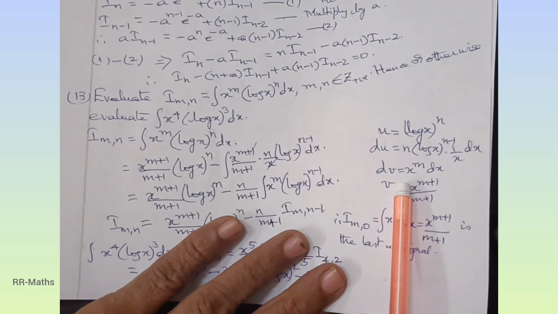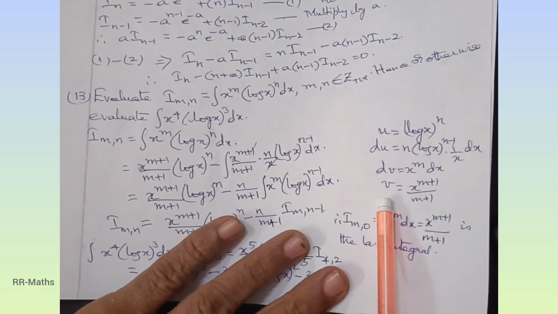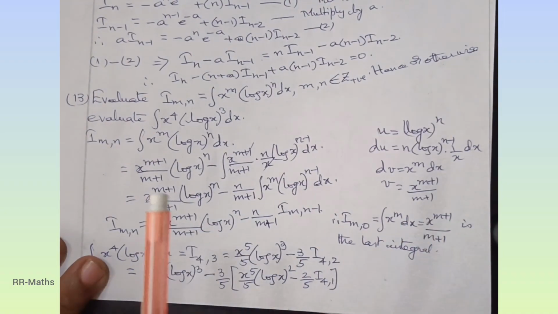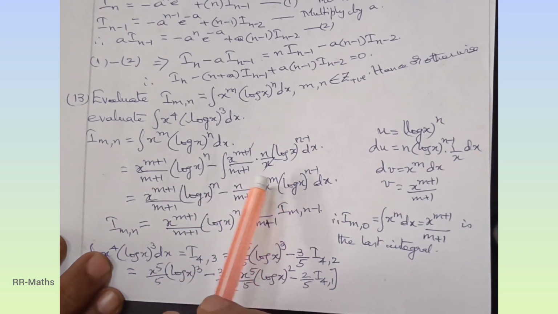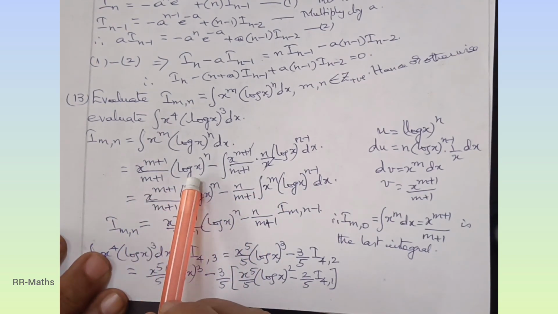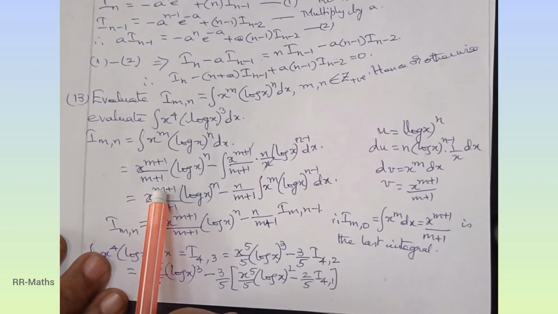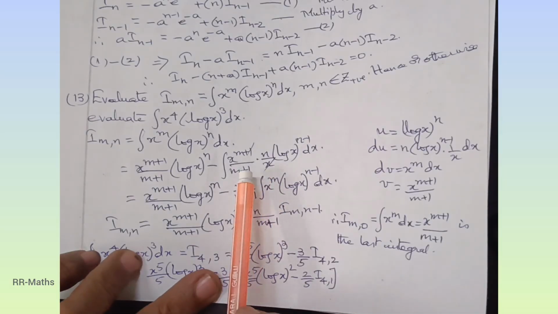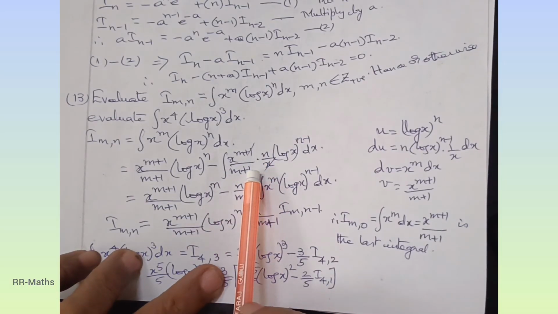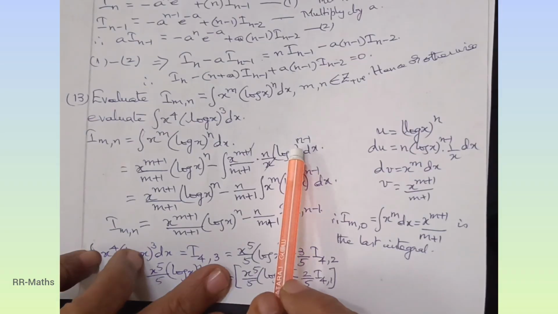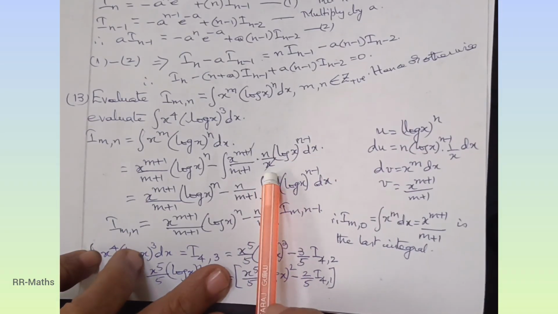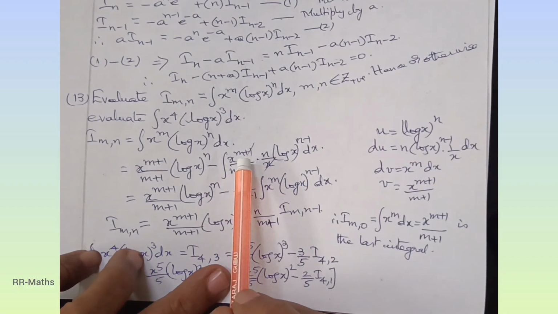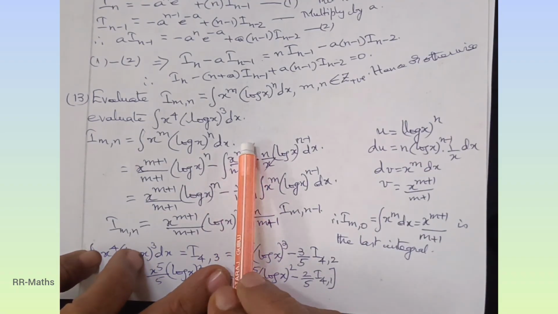Now take dv equal to x power m dx. On integrating you get v equal to x power m plus 1 by m plus 1. Now use integration by parts: uv minus integral v du. You substitute, and you get uv, that is x power m plus 1 by m plus 1 into (log x) whole power n, minus integral v du, which is x power m plus 1 by m plus 1 into n into (log x) whole power n minus 1 into 1 by x. Now the denominator x will cancel with the x in x power m plus 1, so that reduces to x to the power of m.